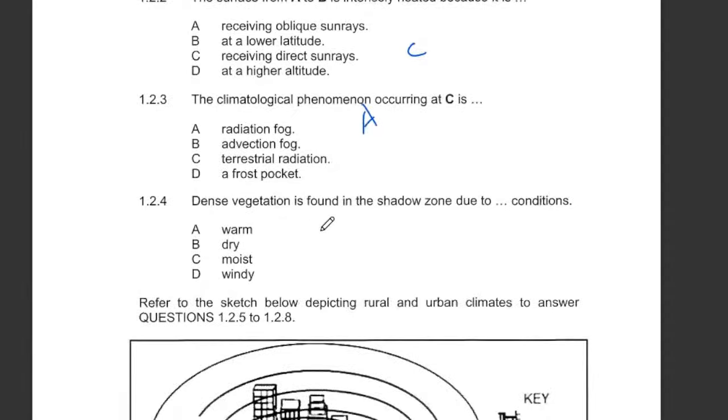Dense vegetation is found in the shadow zone due to why? It's going to be conditions.